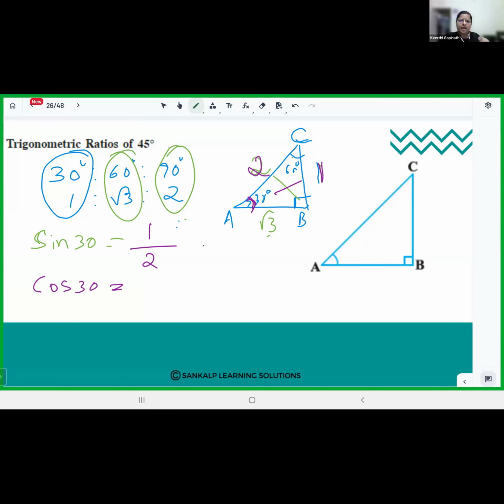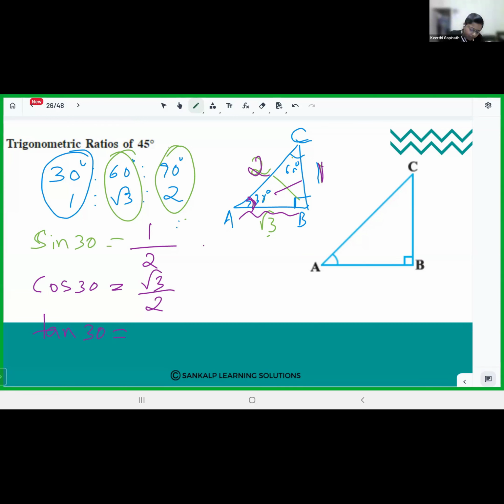Now find out the value of cos 30. Cos 30 means adjacent by hypotenuse, right? So the adjacent side to angle 30 degree is √3. Since the hypotenuse is 2, the value of cos 30 is √3 by 2. Now you have to find out the value of tan 30. So tan 30 is opposite by adjacent side. So here opposite is 1 and adjacent is √3.